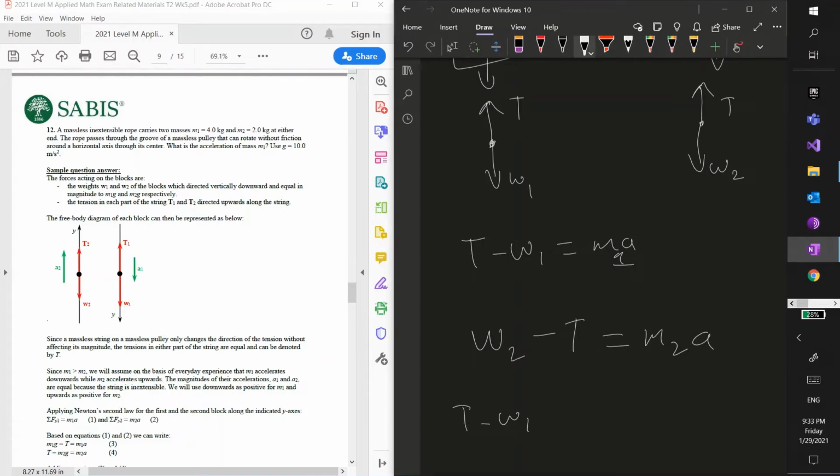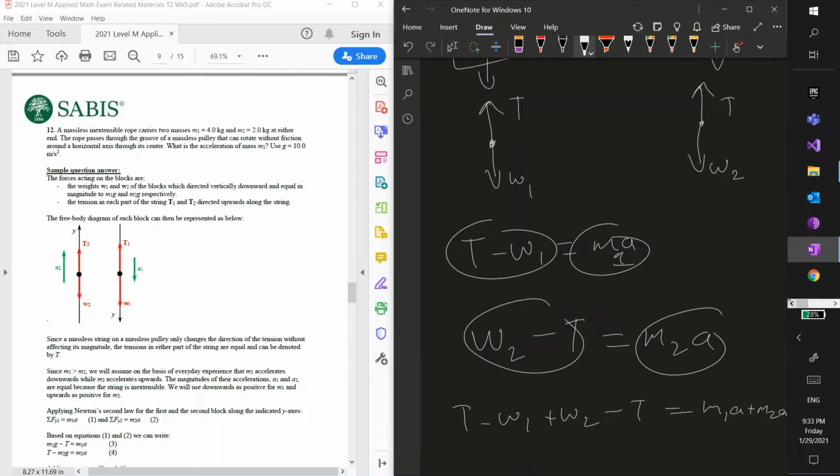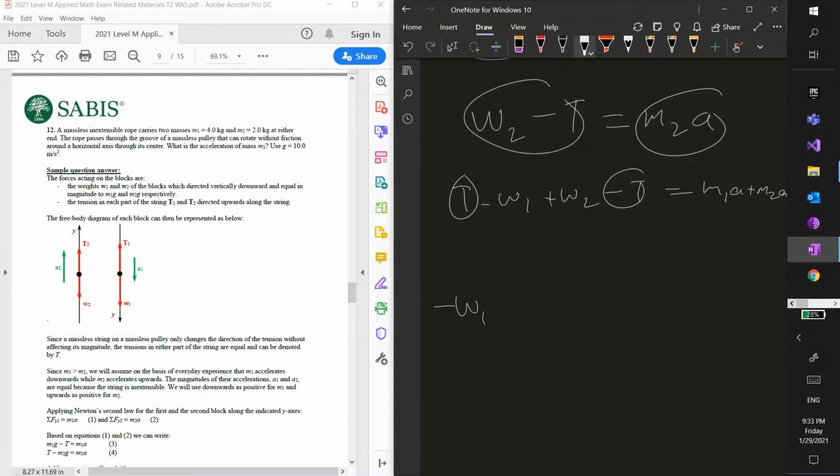Tension minus W1 plus W2 minus T is equal to M1A plus M2A. Add this to this, and add this to this. Tension cancels with tension, and you're left with minus W1 plus W2 is equal to M1A plus M2A. You can factor out an A: A times M1 plus M2. Divide, and you have this. In other words, the difference of the weights over the sum of the masses.